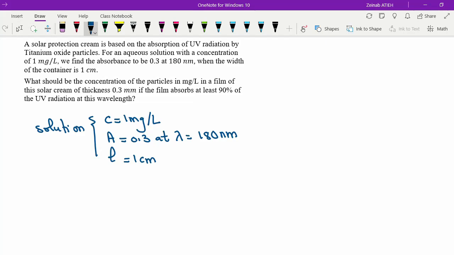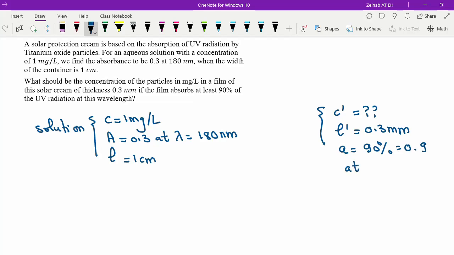What should be the concentration? So same particles, which are titanium oxide particles, what should be their concentration? We have to find their concentration if they were found in a film with new thickness, which is L prime, equals 0.3 millimeter, and he gave us that the film absorbs 90% of the ultraviolet radiation. He means that the absorption A is equal to 90% or 0.9 at, for sure, lambda equals 180 nanometer.